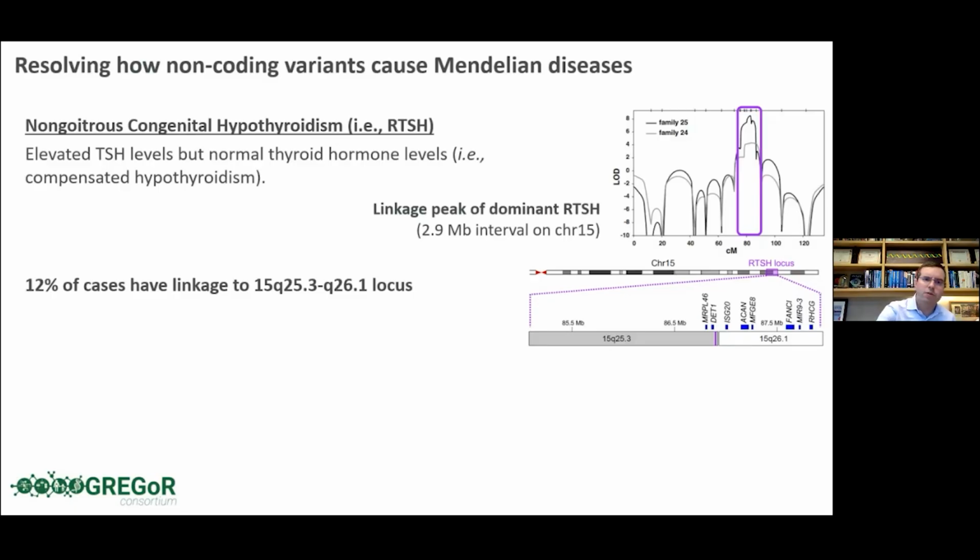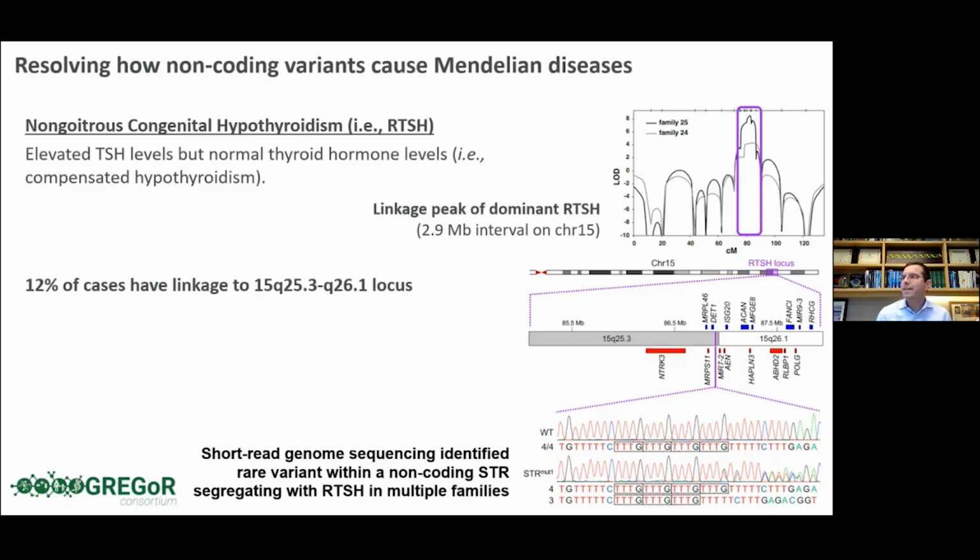Our collaborators, using short-read genome sequencing on a number of families with this condition, identified a short tandem repeat. A contraction of the short tandem repeat from 4 copies of this TTTG to 3 copies was strongly associated with the presence of this condition, indicating that this contraction is likely genetically causative in an autosomal dominant manner.